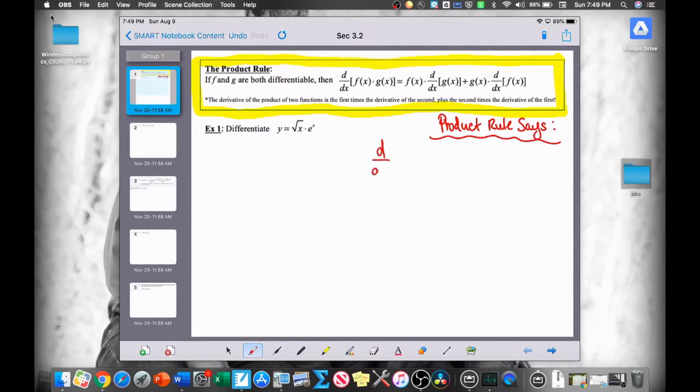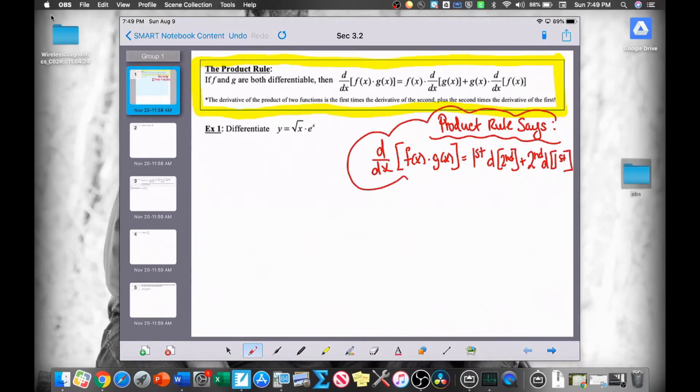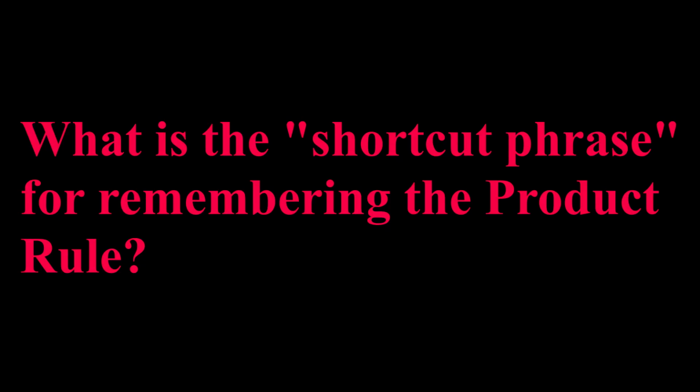And I like to kind of simplify this, and I say the product rule says that the derivative with respect to x of f of x times g of x is equal to first d second plus second d first. So if you can remember that little saying, that's going to go a long way in helping you remember the product rule.